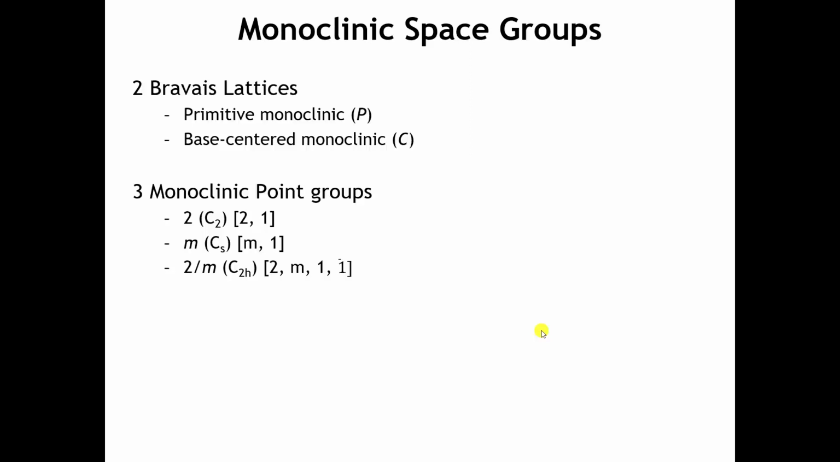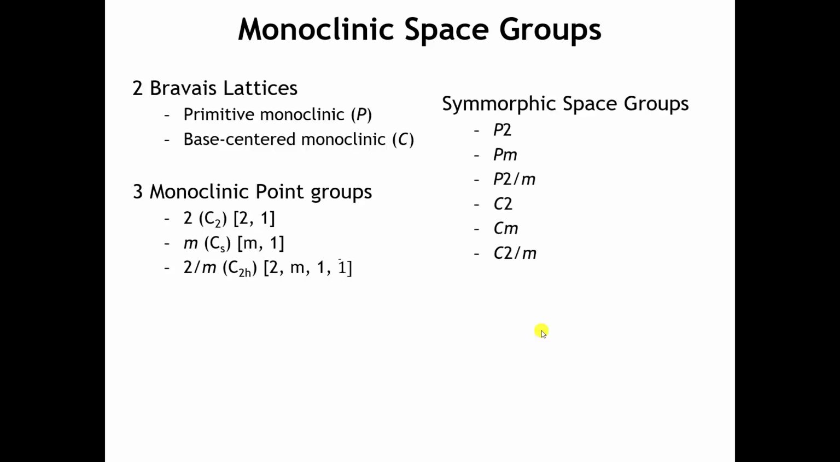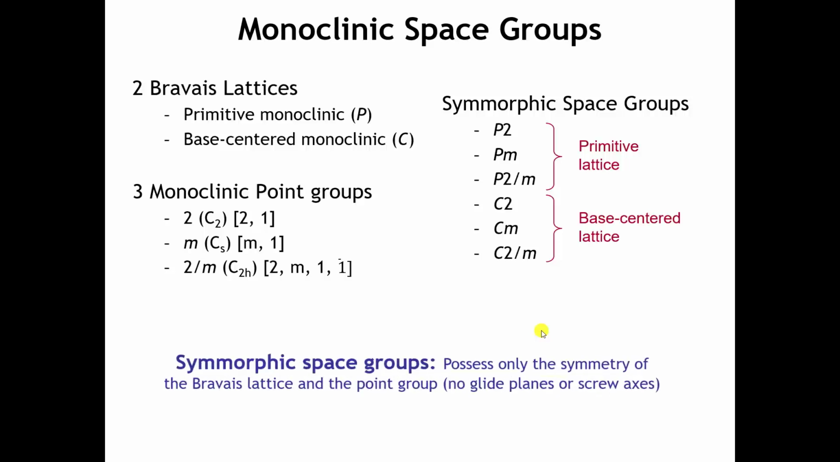Now, if we were just to combine these point groups with these 2 lattices, it should be kind of obvious to you that we can generate 6 different space groups. There are 3 space groups that go with the primitive lattice, P2, Pm, and P2/m, and then an analogous set of 3 that go with the base-centered Bravais lattice, C2, Cm, and C2/m. These 6 space groups are called the symmorphic space groups because the elements of symmetry that are present are only those that come from the Bravais lattice and the point group.